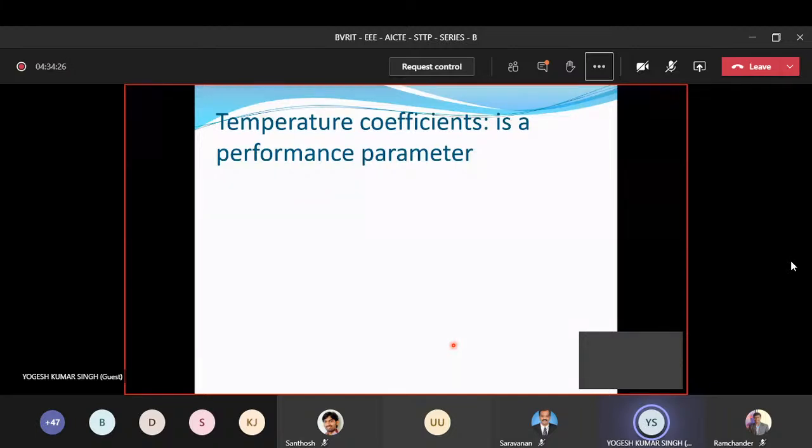So what is the meaning? If you increase the temperature and the resistance also increases, that is called the positive temperature coefficient. And when the temperature increases, your resistance reduces. So that is called the negative temperature coefficient.